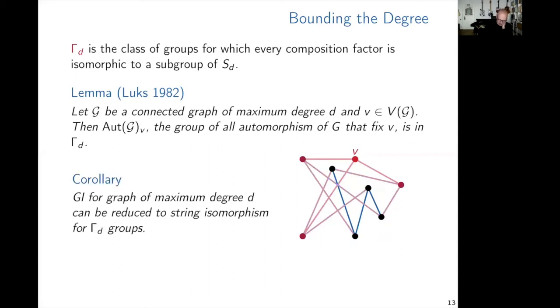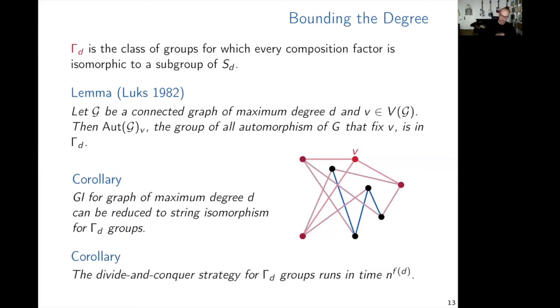Okay, and once we have this, that means the primitive permutation groups appearing in such graphs are also small. And when they are small, we can reduce graph isomorphism from maximum degree D to string isomorphism for gamma D groups. For the gamma D groups, all primitive groups appearing within these groups are small, and that's why we get, with the divide and conquer strategy, immediately n to the f of D.